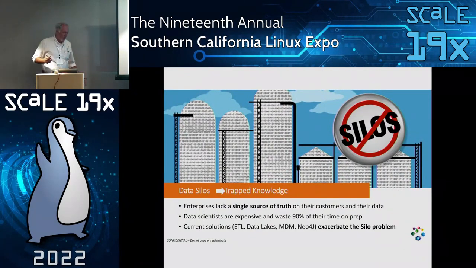People always build knowledge graphs for almost one reason, and that is to get rid of silos, right? In every enterprise, and some of you work in big enterprises, you literally have tens of thousands of databases, and none of them can talk to each other unless you spend a lot of money to make them talk to each other. And then data science, everyone wants to do data science nowadays, but data scientists are expensive and waste 90% of their time on data engineering, getting the data clean and preparing it, right? And most ETL solutions, data lake things, master data management, they only make it worse.